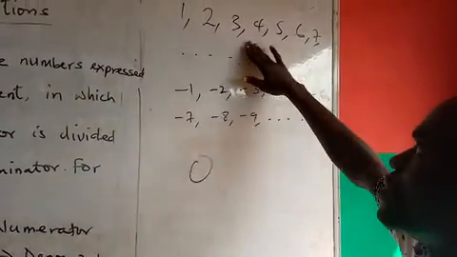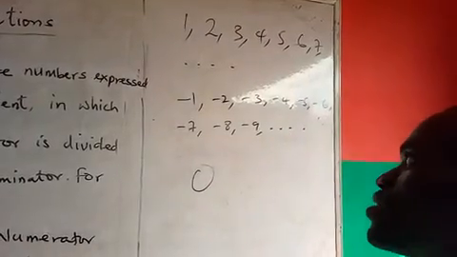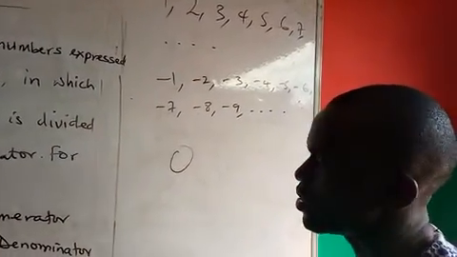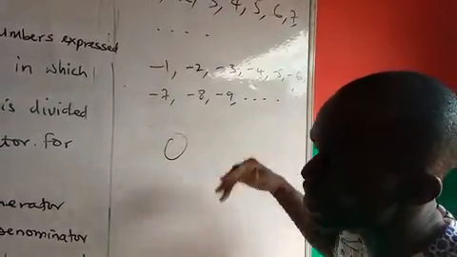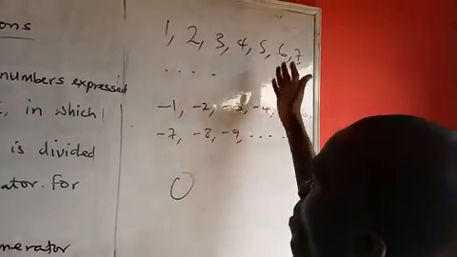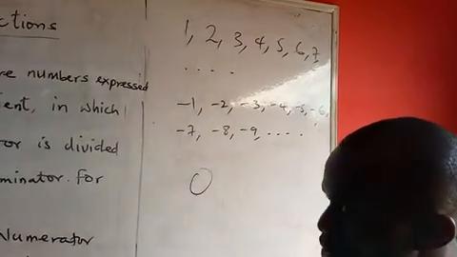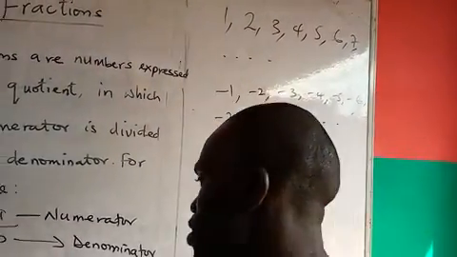The ones that do not carry a negative sign are called positive integers, while the numbers with a negative sign are called negative integers. Look at all these numbers. They are without decimal points, and no fractional part is involved. They are all called integers. Please don't forget, I said zero is also part of the integers.